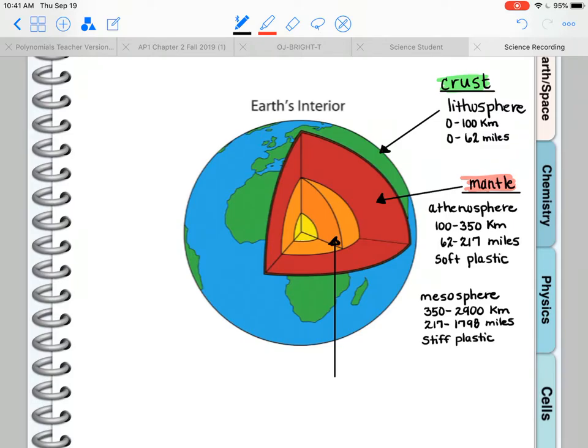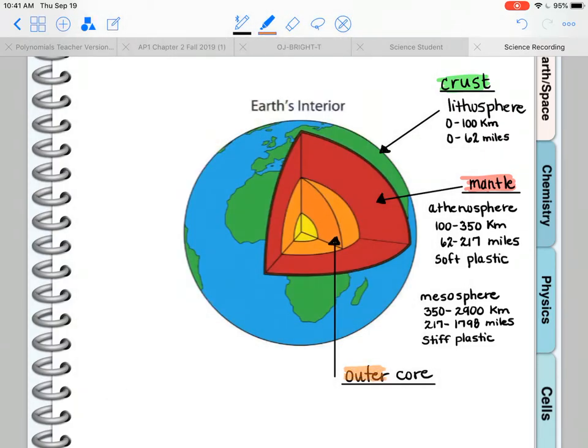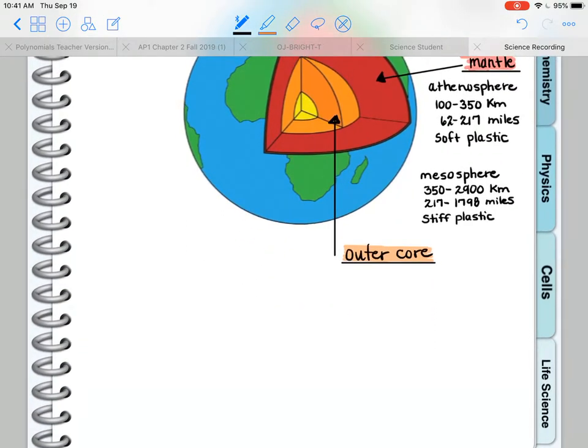And if we're imagining the boiled egg, this is moving into the yolk of the egg, into the yellow part. And this is called the outer core. At this point, we are very deep into the Earth. We're moving down pretty far into the center of the Earth. I'll highlight this one in orange, so those will match up. And then some information about the outer core.